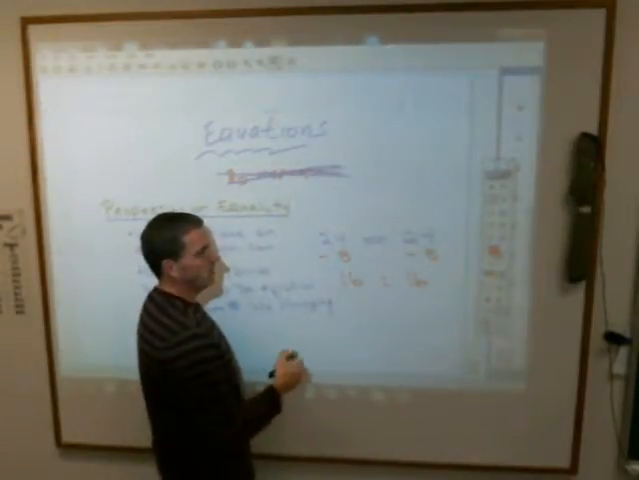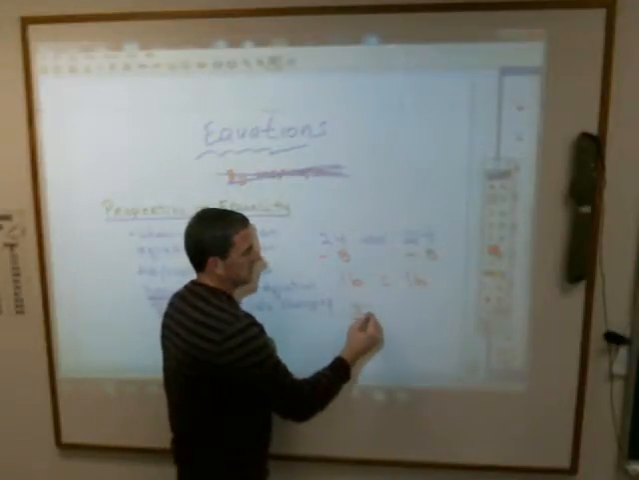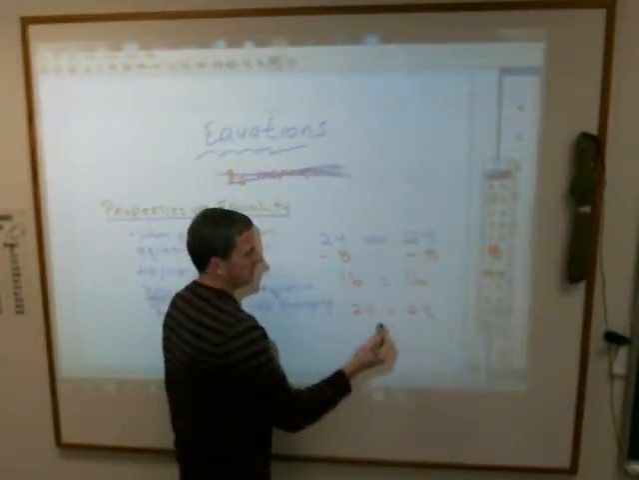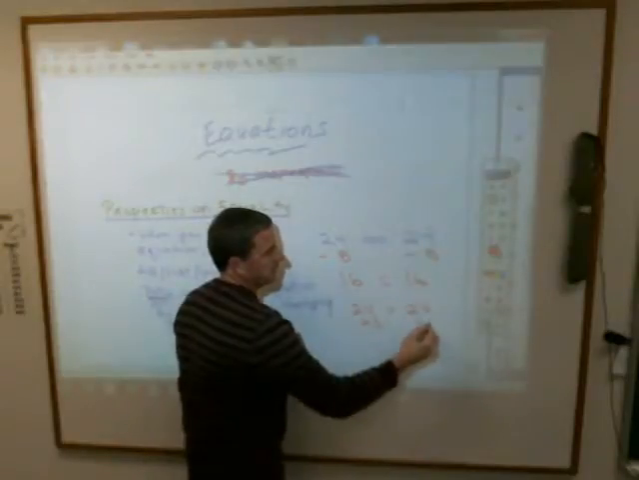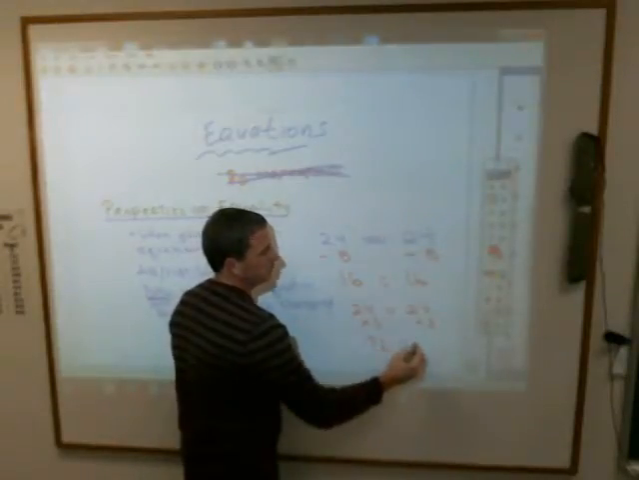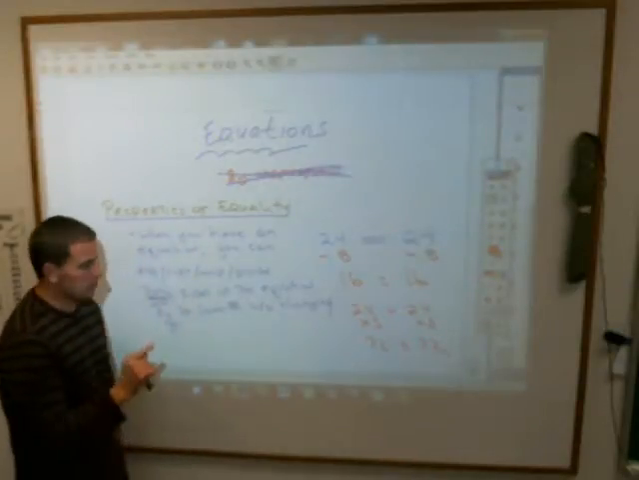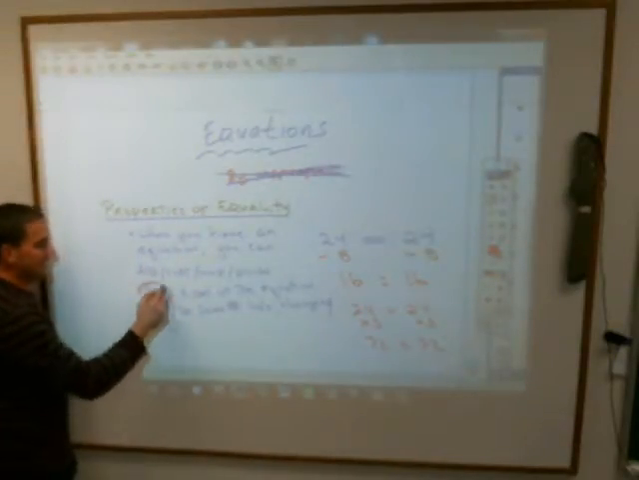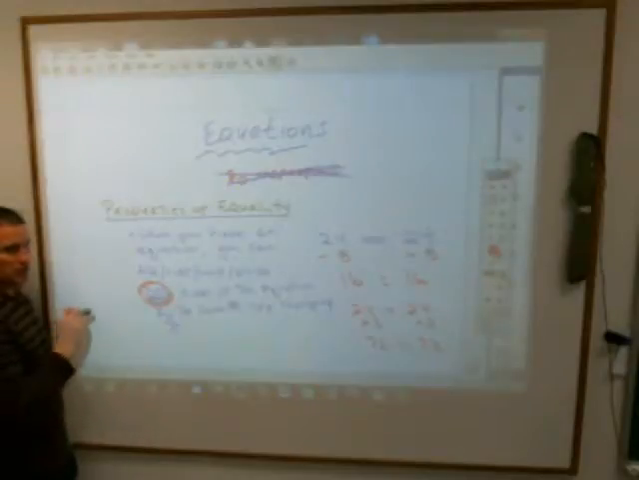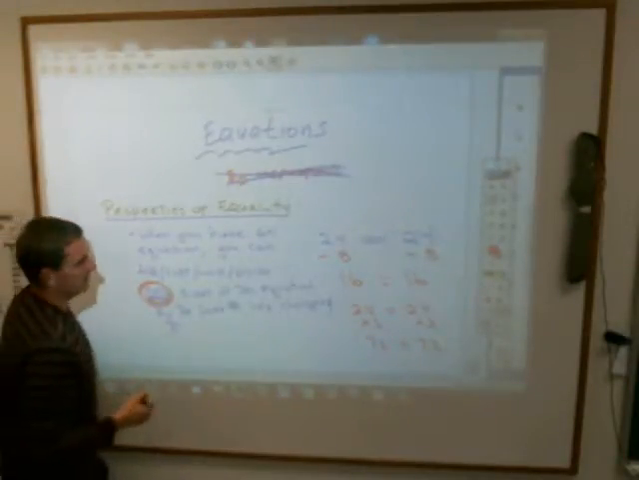And it doesn't matter what I do, whether it be adding, subtracting, multiplying, or dividing. Let's say I wanted to multiply both sides by 3. I will still get an equal thing, 3 times both sides. As long as you do it to both sides, you still get an equation. To which you might say, so what?